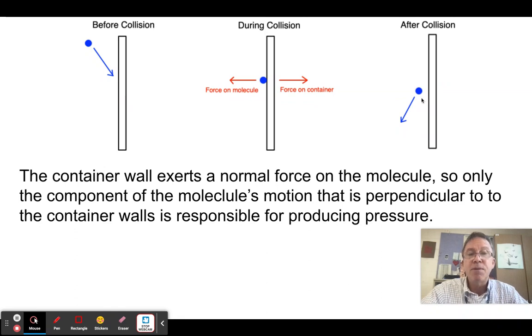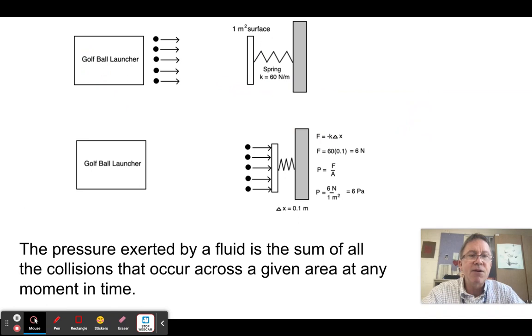The only aspect of this motion that is going to contribute to pressure is that component of it that is perpendicular. The component of motion that's parallel to the container wall is going to be undiminished. There's not going to be any change in momentum this way. There will be change in momentum this way. So it's only that perpendicular component that we're concerned with. Now, in a real container, you're going to have things going in all different directions. So it's sort of the sum of these gajillions of interactions. All right, that's what College Board wants you to know.